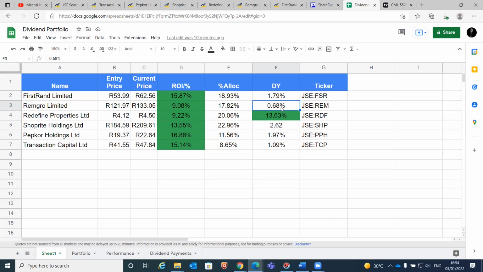Remember, a dividend yield is a function of the dividend that is paid divided by the current share price. So the share price changes every day. Therefore, the dividend yield will also change every day, depending on when you're looking at it.